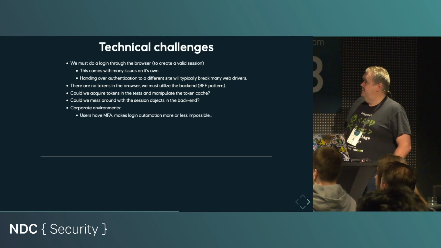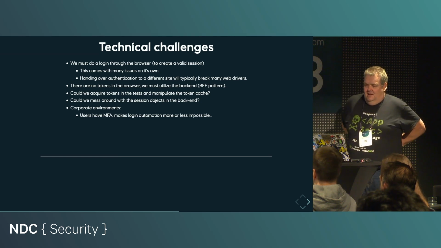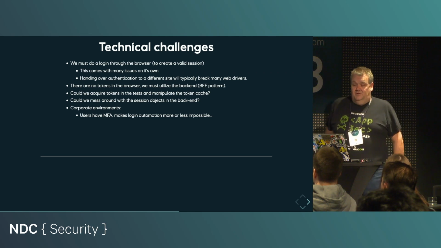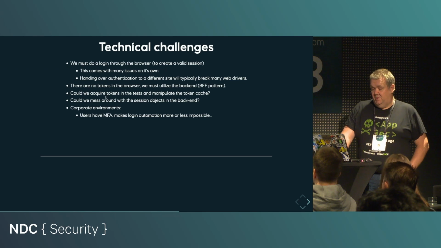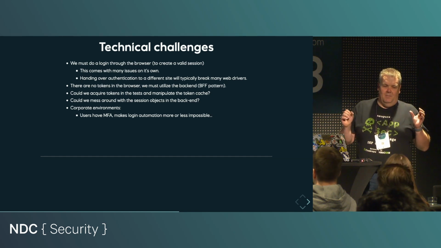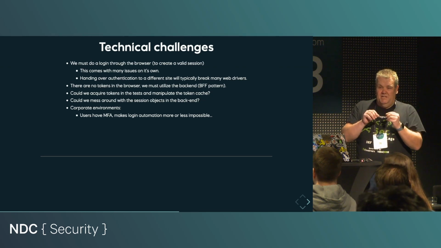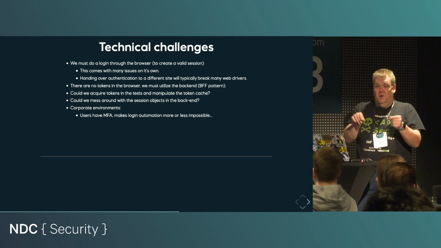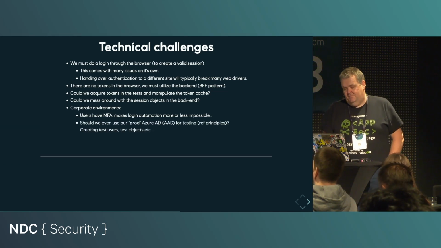In corporate environments, users have MFA. It makes it more or less impossible to automate login for traditional users, ordinary users. So it's kind of super hard. And I've seen quite a few interesting approaches to handle that. One approach that I saw was a camera monitoring a key device, and some code reading that picture and translating the image to code and injecting it. I don't want to go that way, no way.